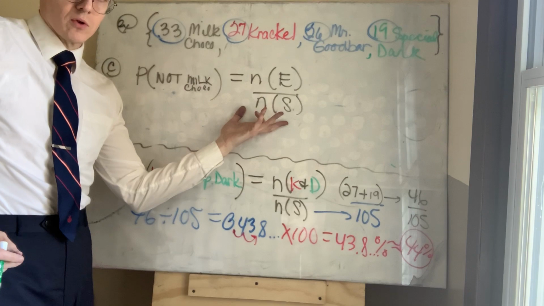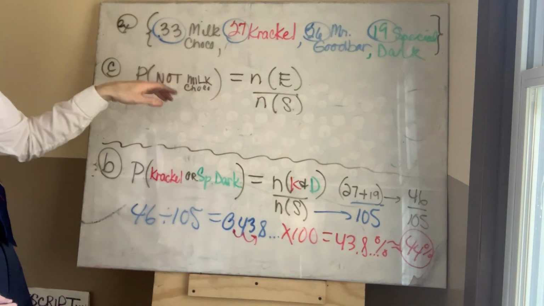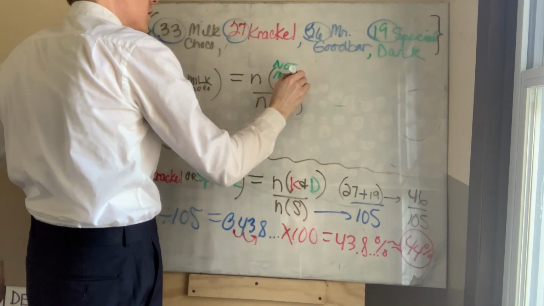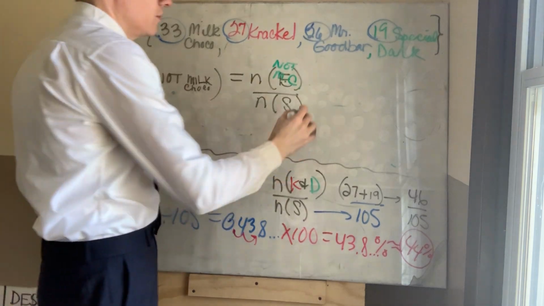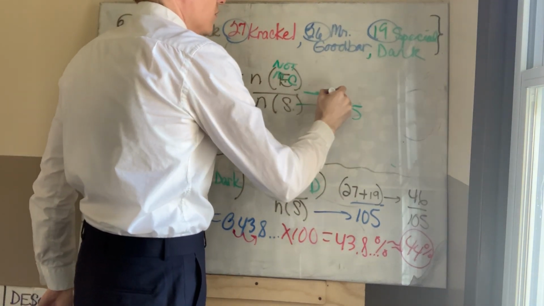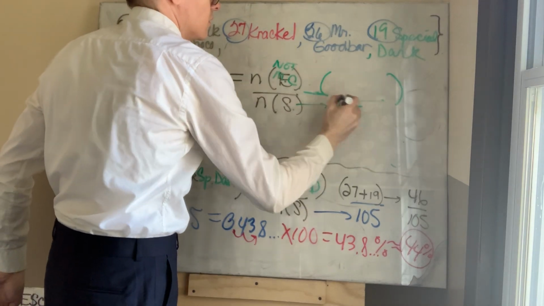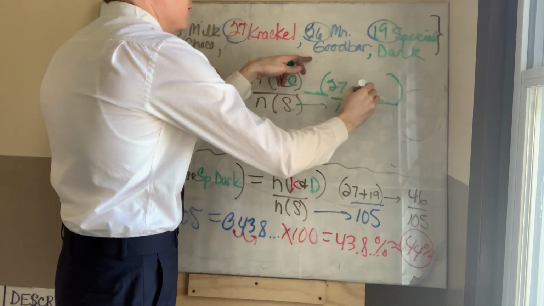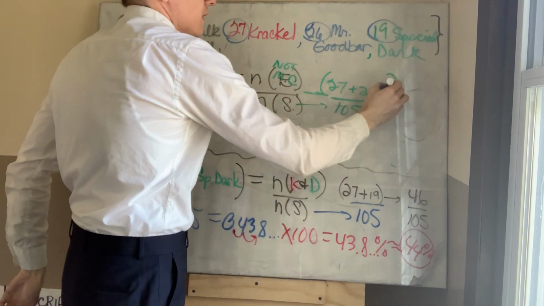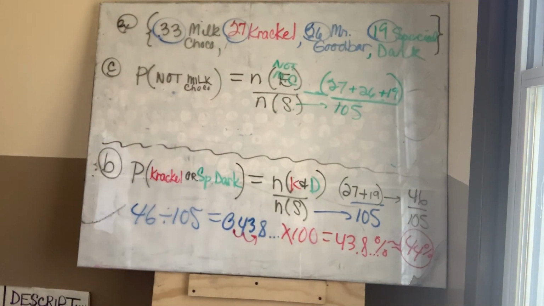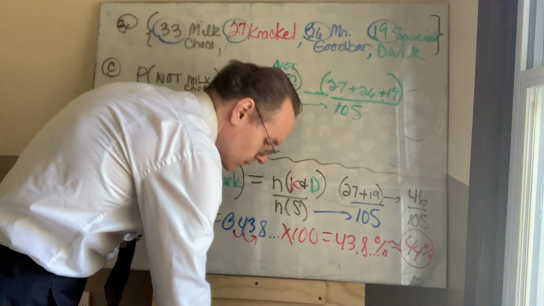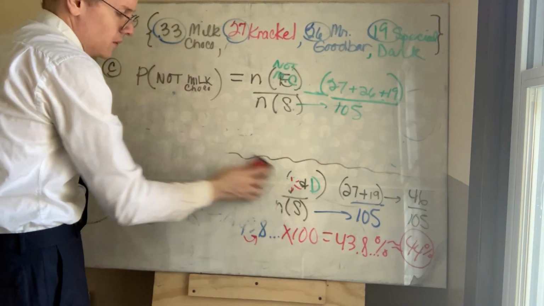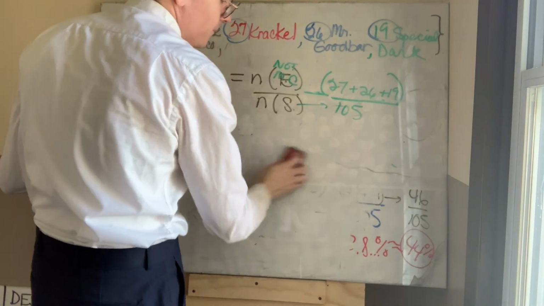You could figure it out by combining the things that are not milk chocolate, if you wanted to. In which case it would be 105 over the sum of these things. What's not milk chocolate? The 27 crackles, the 26 Mr. Goodbars, and the 19 special dogs. Nothing wrong with doing that. But you do have a formula as an alternative to calculate.